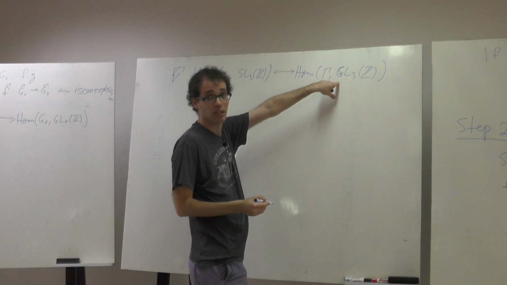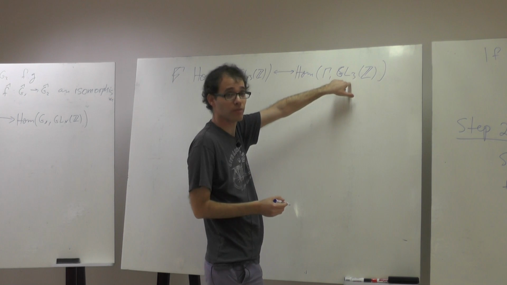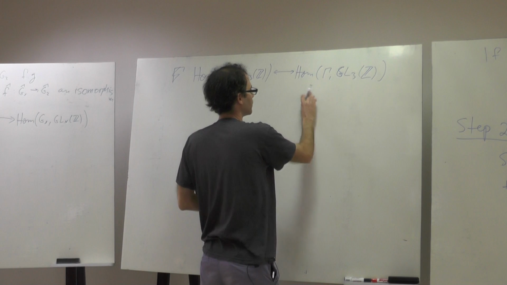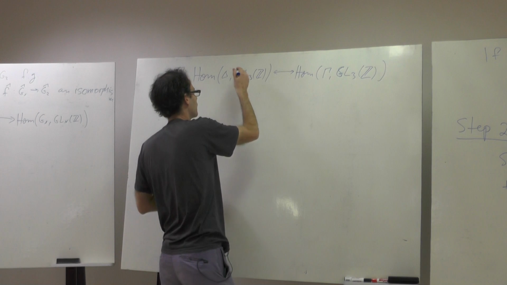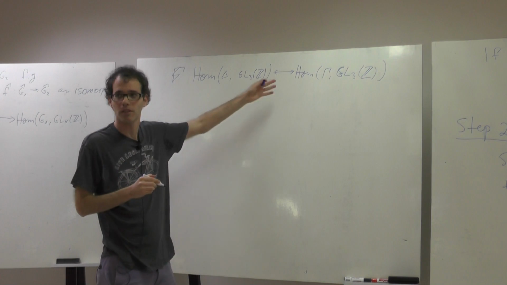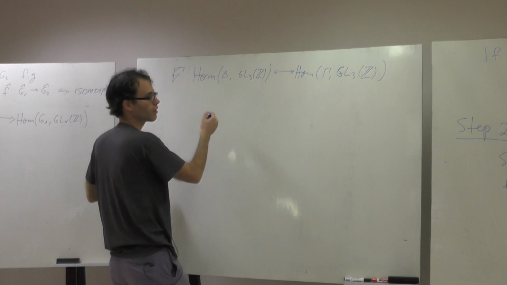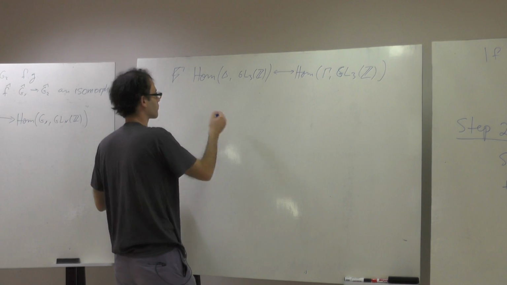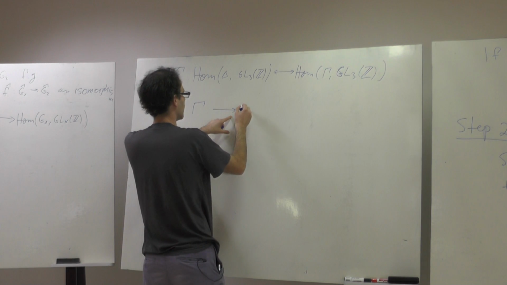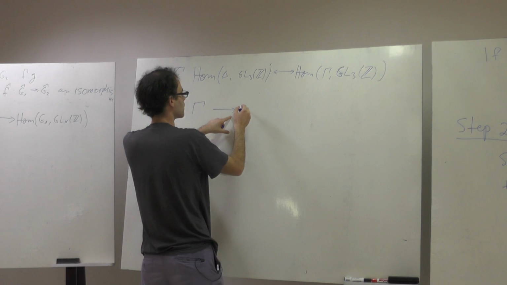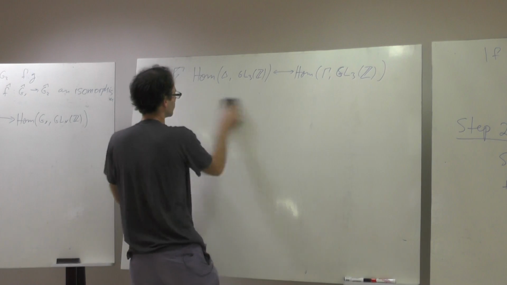But I have a special element here, right? SL3Z sits inside GL3Z. Why write SL on one side and GL on the other? Did I write SL? I should write GL. It will be SL in a minute. Okay, so I have some homomorphism here. Okay, so I have gamma mapping to what do I have to say?